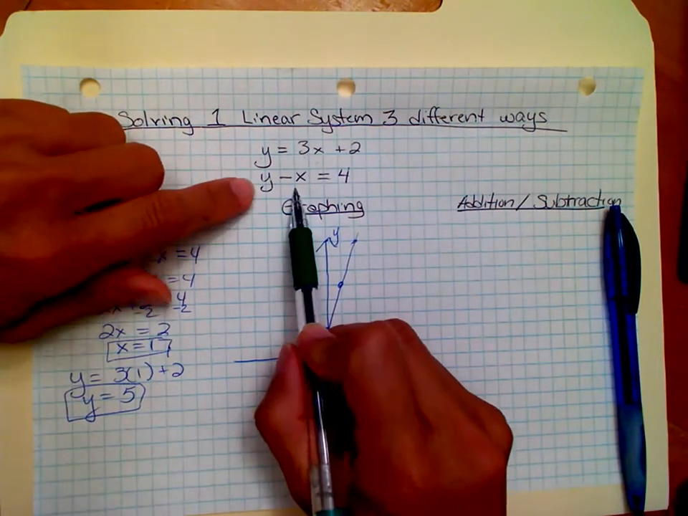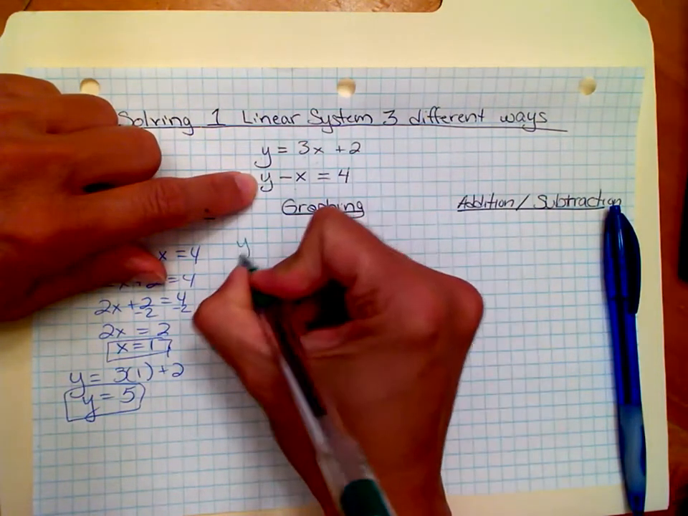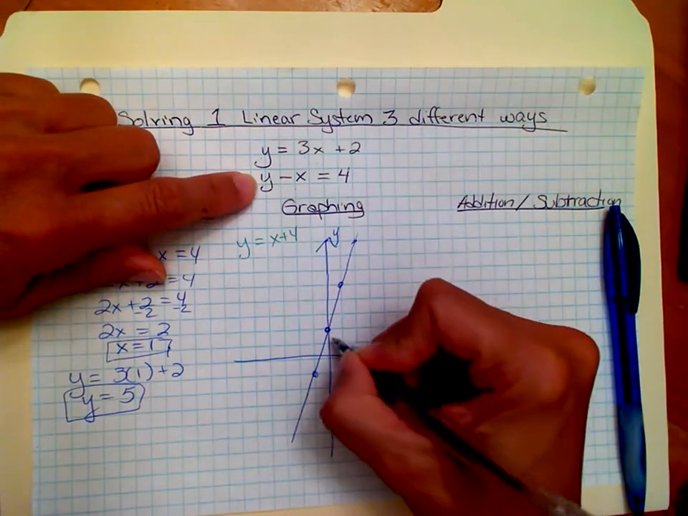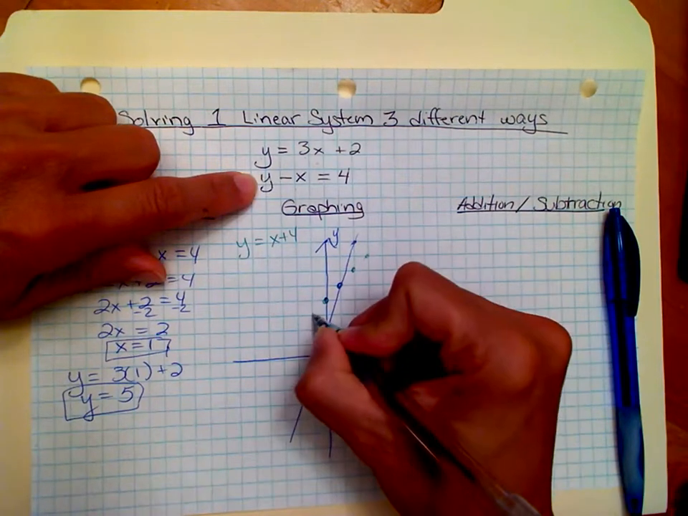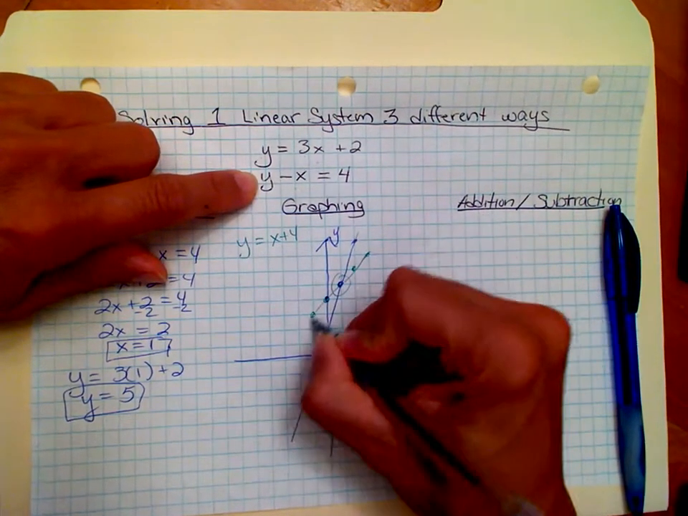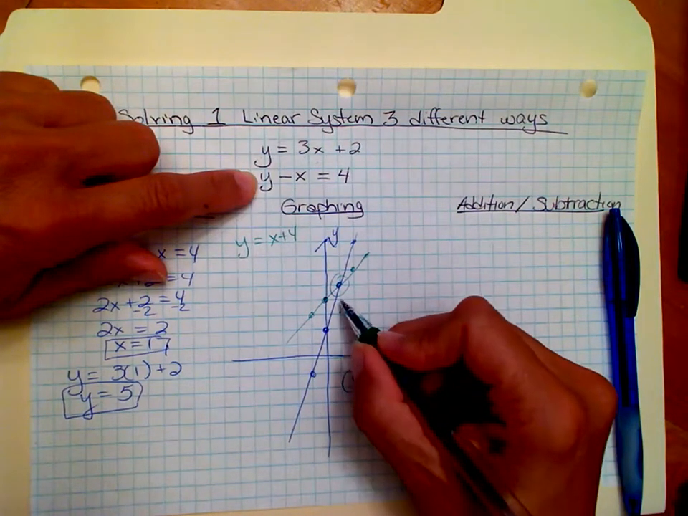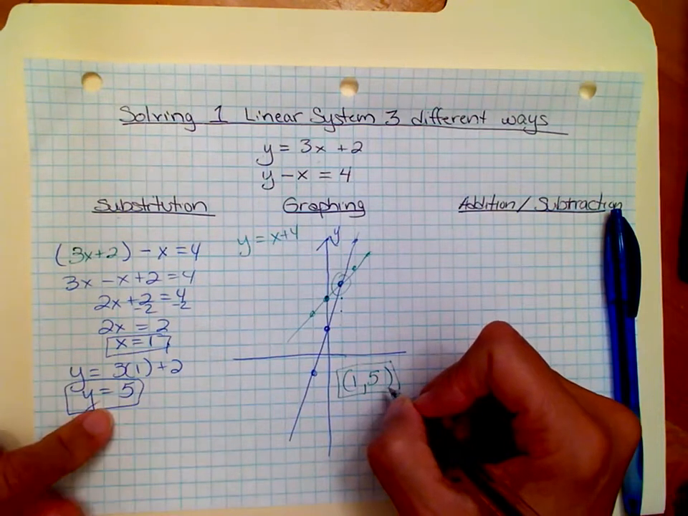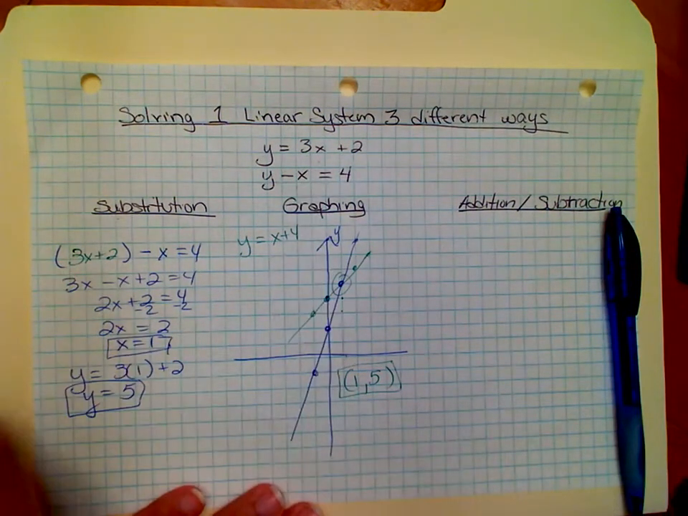This one I need to get into slope-intercept form, so I add x to both sides. So I would get y equals x plus 4. So my y-intercept is 4, and my slope is 1. And here's my point of intersection, which is 1, 5. And then I can check, and that's exactly what I got over here. I got a 1, 5, which is important because that was the answer.